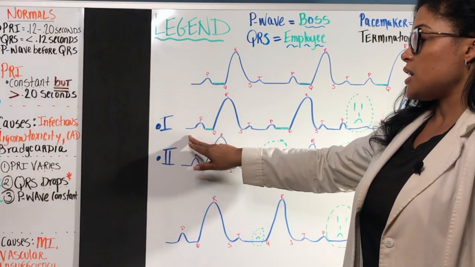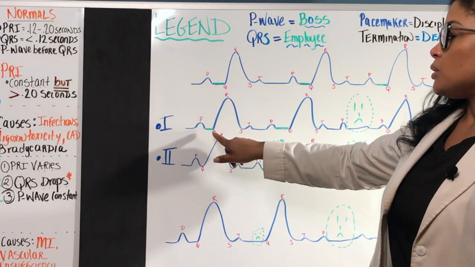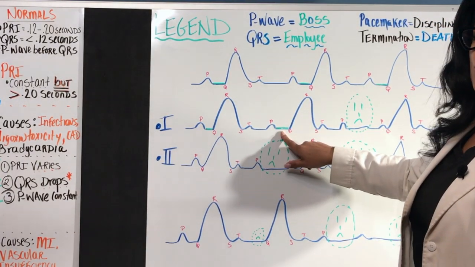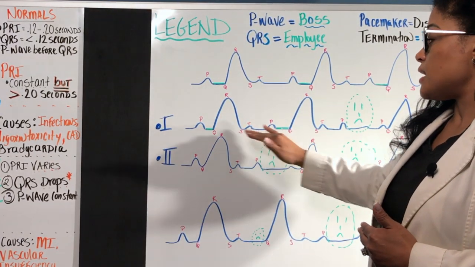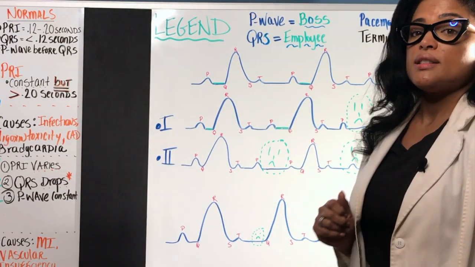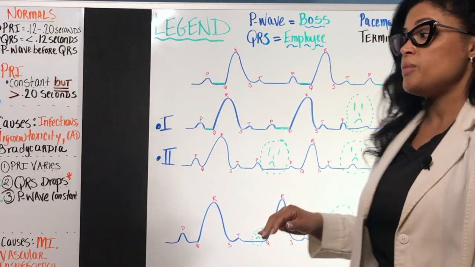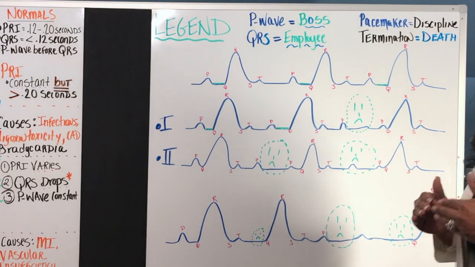In 2nd degree type 1, the boss or the P wave is always there, but the employee arrives on Monday at 9 instead of 8, then at 10 on Tuesday, and then on Wednesday doesn't show up at all. So the P wave is always there. It's constant, but the one that's not predictable is the QRS, but it has to happen 2 times in a row before it drops. So longer drop is a Wenckebach.